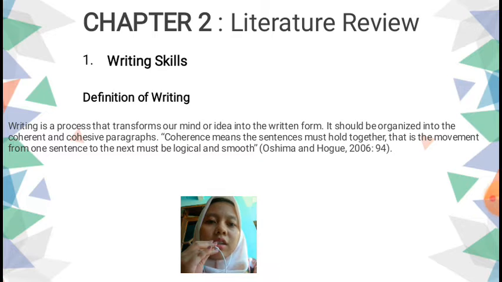Writing skill. Definition of writing. Writing is a process that transforms our mind or idea into written form. It should be organized into a coherent and cohesive paragraph. Coherence means the sentences must hold together. That is, the movement from one sentence to the next must be logical and smooth. Ojima and Hogue, 2006:94.